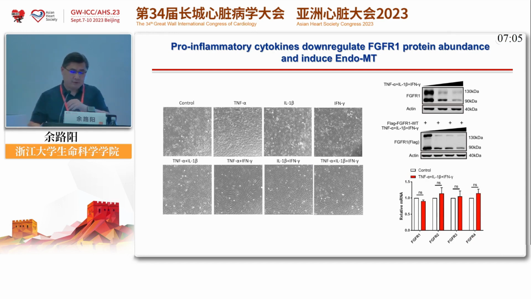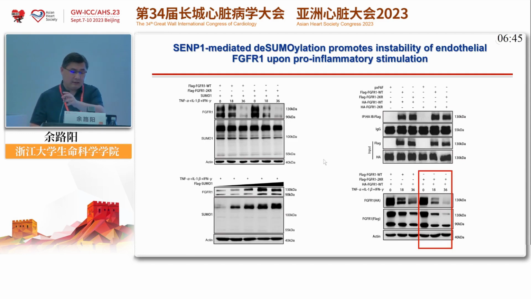In vitro, once we treated the endothelial cells with the pro-inflammatory cytokines, we can see the morphology change. But at the molecular level, we find the major change is degradation of FGFR1, but only at the protein level, not at the mRNA level. That means PTM may play something here. And indeed, we find the SUMOylation can preserve some of the stability of FGFR1 upon the treatment of the pro-inflammatory cytokine. And once we give more SUMO1, it can protect it from degradation.